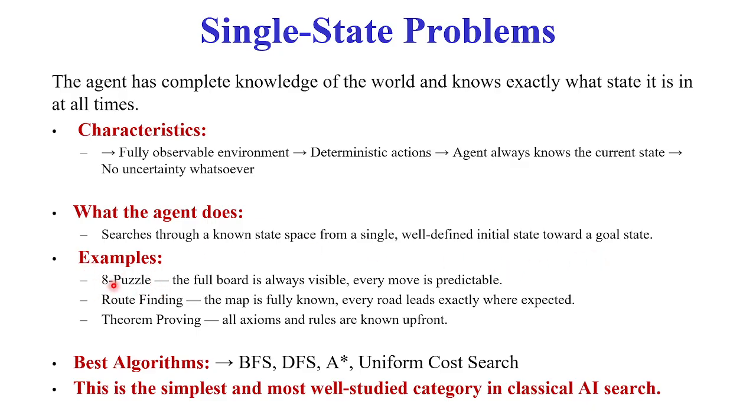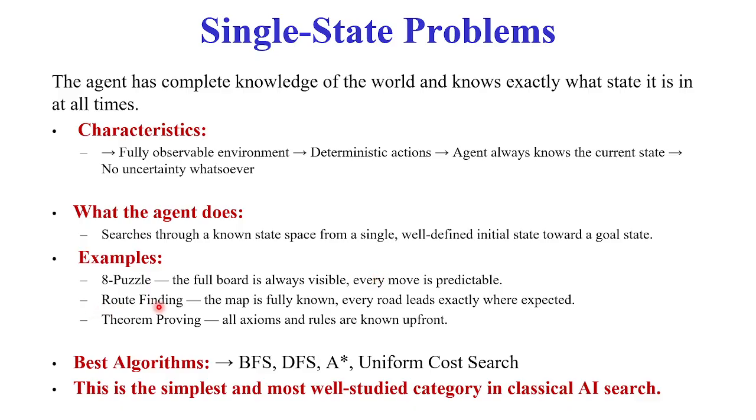The first one is the 8-puzzle problem. There has already been a lot of discussion on the 8-puzzle problem, and we solved it using the Manhattan distance. Okay. What is an 8-puzzle problem? You have to slide the tiles on a 3 by 3 grid so that you attain the goal state. Yesterday we discussed the goal state was 1, 2, 3, 4, 5, 6, 7, 8 and blank. So here the full board is always visible and it is predictable. So this is a single state problem.